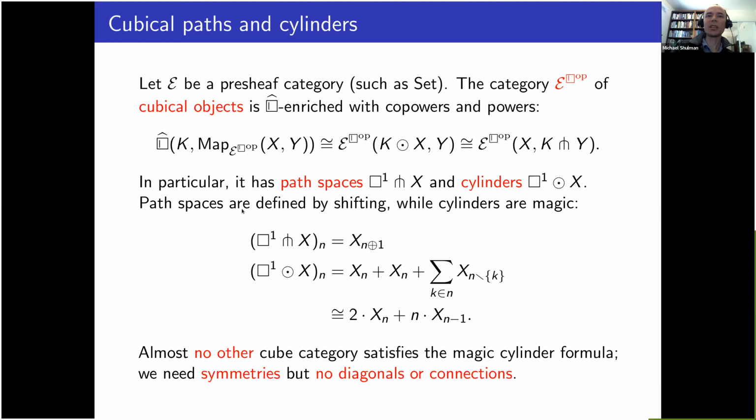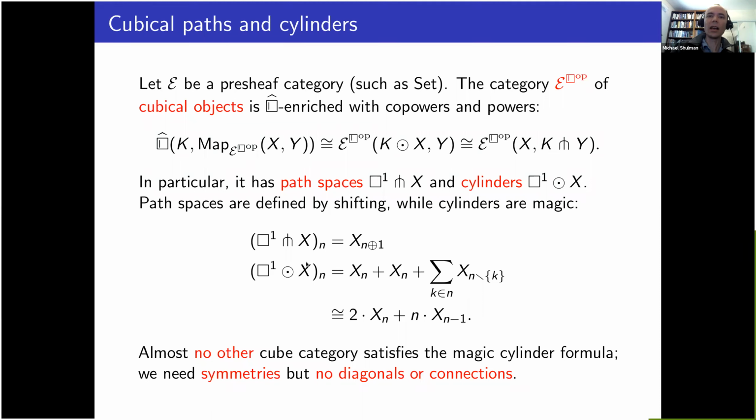And we have formulas for these path spaces and cylinders as cubical objects. The formula for path spaces holds in all kinds of cubical sets, because the representables are... the domain category is monoidal already. And so this power by the representable is given by shifting. So an n cube in the path space is an n plus 1 cube in X.